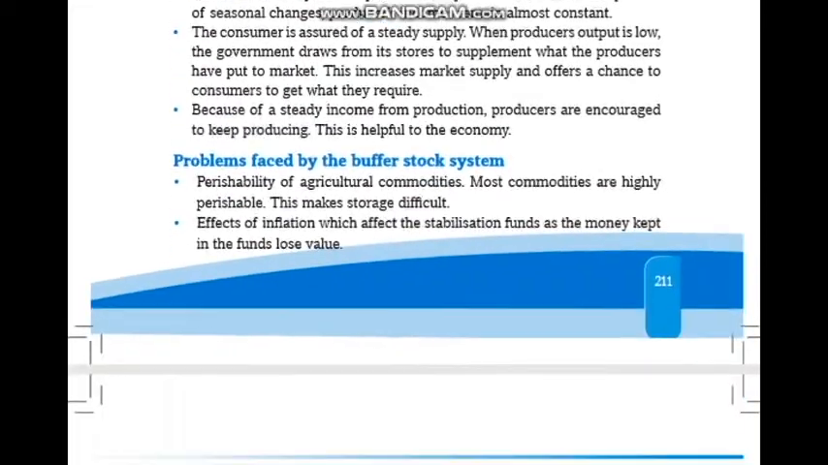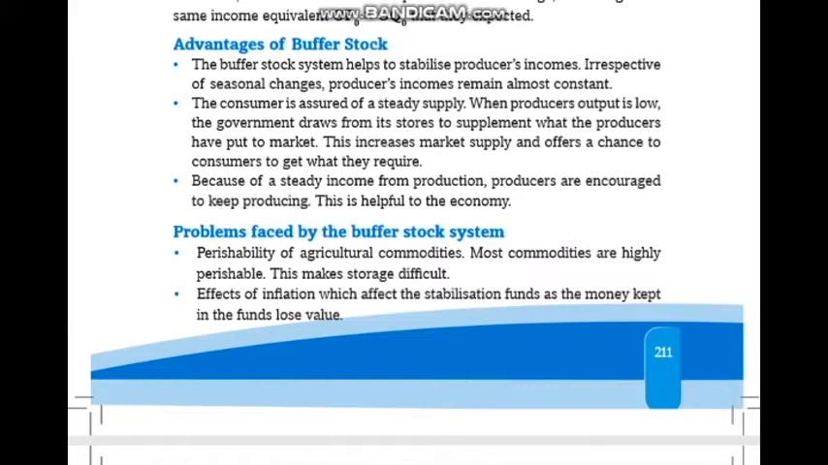So, advantages of buffer stock. The buffer stock system helps to stabilize producers' income. Irrespective of season changes, producers' income remains almost constant. So the consumer is assured of a steady supply. When producers' output is low, the government draws from its stores to supplement what the producers have put on the market. This increases market supply and offers a chance to consumers to get what they require. Because of steady income from production, producers are encouraged to keep producing. This is helpful to the economy.